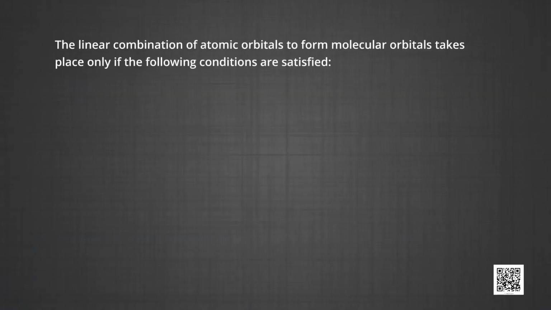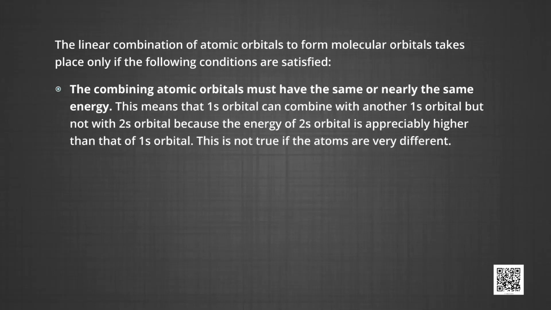Conditions for the combination of atomic orbitals. The linear combination of atomic orbitals to form molecular orbitals takes place only if the following conditions are satisfied. First, the combining atomic orbitals must have the same or nearly the same energy. This means that a 1s orbital can combine with another 1s orbital, but not with a 2s orbital, because the energy of the 2s orbital is appreciably higher than that of the 1s orbital. This is not true if the atoms are very different.